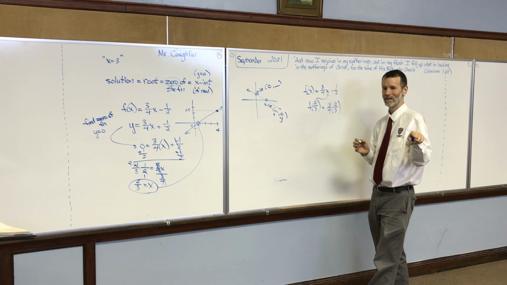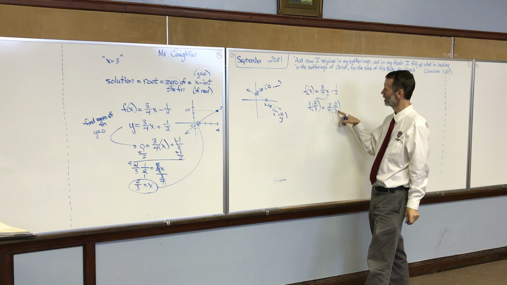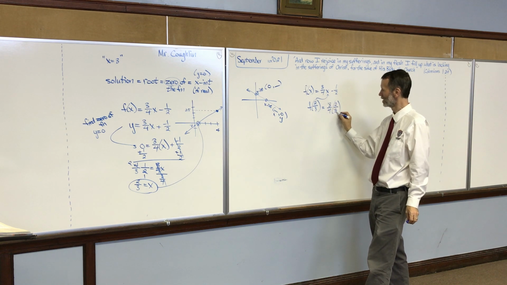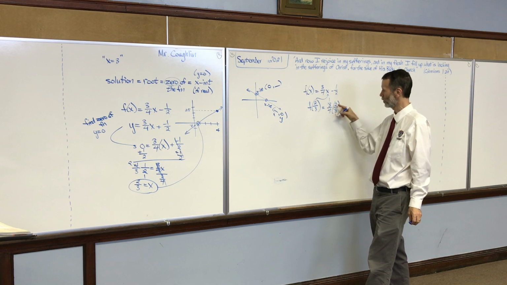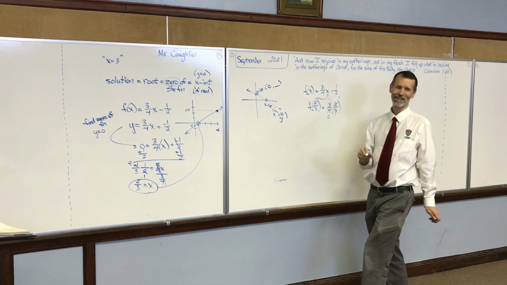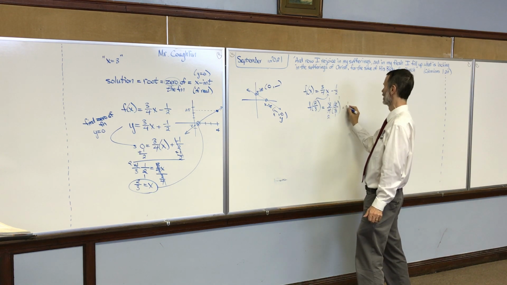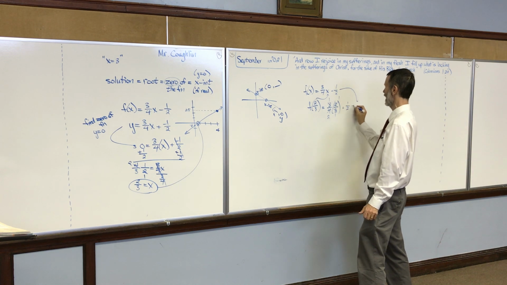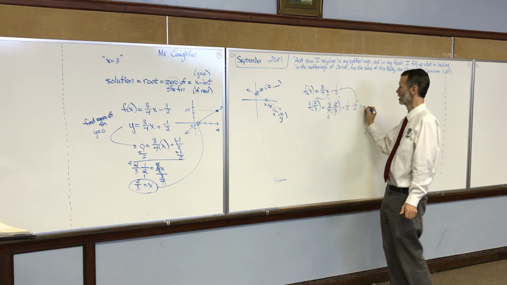1/2. Yeah. Well, and by the way, what happens to these? Cancel out. And then 2/4 reduces to? 1/2. So this is 1/2, and then minus the 1/2. What do you get? 0.